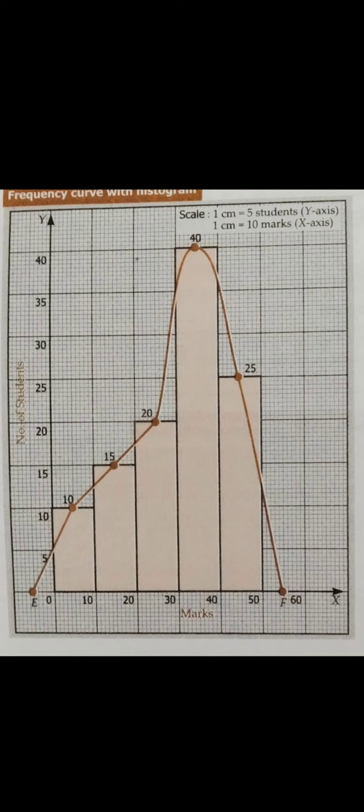And this also can be drawn without a histogram. Just as we draw a frequency polygon with and without a histogram, similarly, a frequency curve we can also draw with and without a histogram.